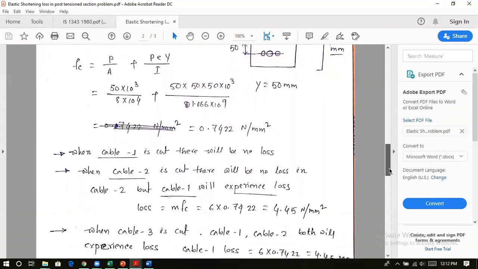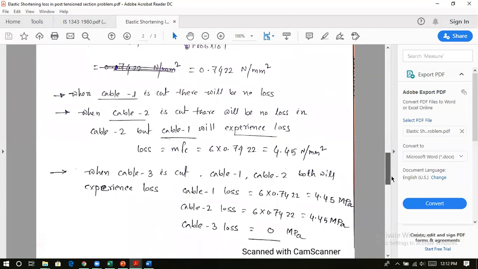Now comes the interesting part. Now we have to find out, when we cut the tendons, what kind of elastic shortening loss we experience. Now let us draw three tendons. When cable 1 is cut, there will be no loss. When cable 1 is cut, the concrete section will shorten. But since we record the pre-stressing force for post-tension section after the shortening, we will not record the loss due to elastic shortening. So we can say there will be no loss when cable 1 is cut.